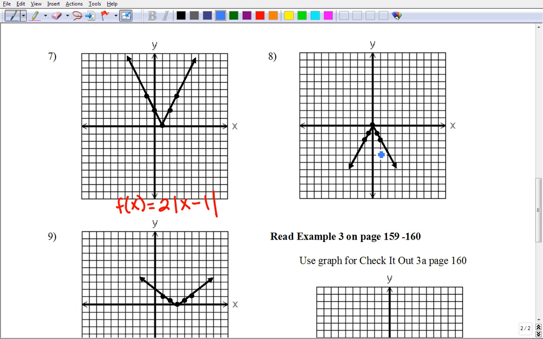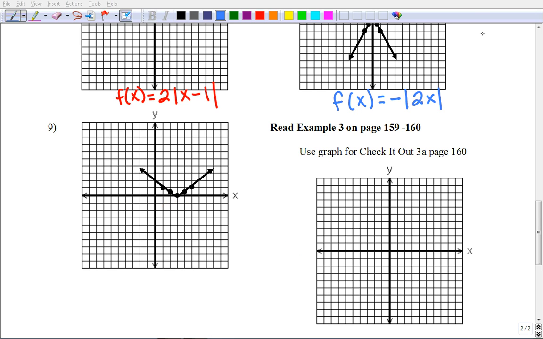So that means our x values have been multiplied by 1/2. So f of x equals negative, because it was reflected over the x-axis, but also my x values were multiplied by 1/2, so I write the reciprocal down, 2. So we had a horizontal compression by a factor of 1/2, and then a reflection across the x-axis. Let's look at number 9.